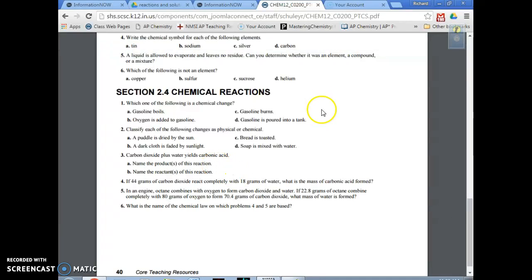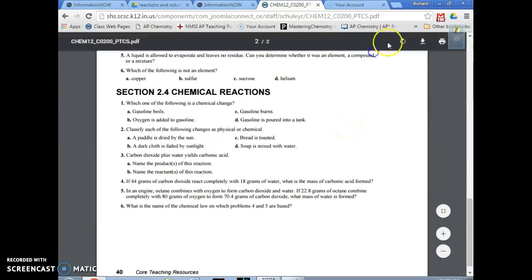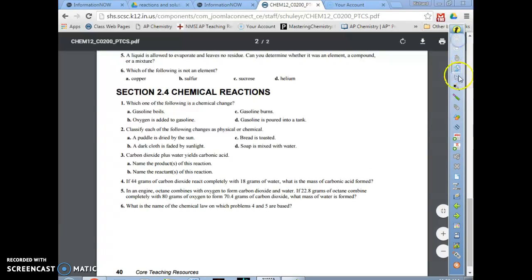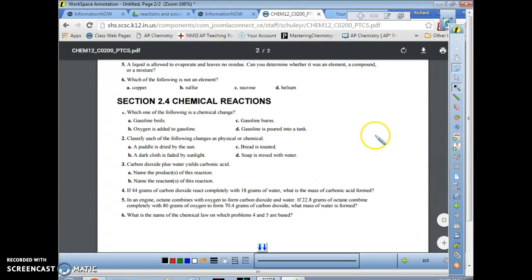44 plus 18 is, let's see, what would that be? A pencil, like usual, is not working. Let's try it again. So 44 plus 18 is 62 grams. So 44 plus 18 equals 62 grams.